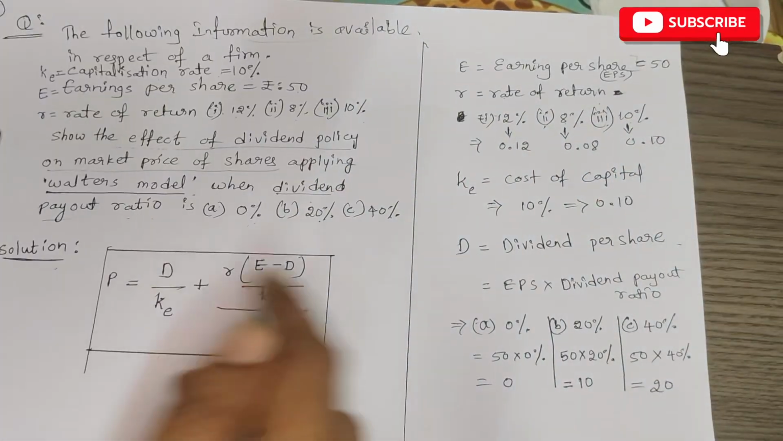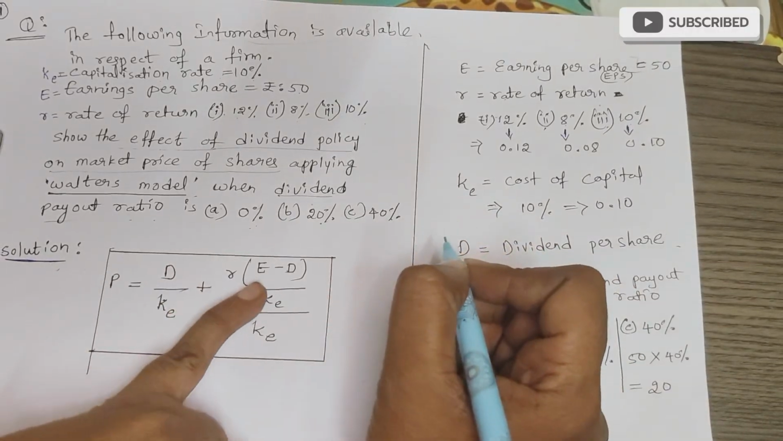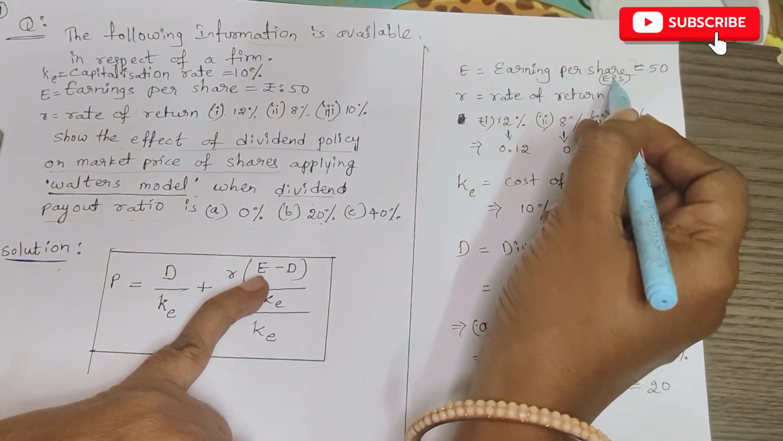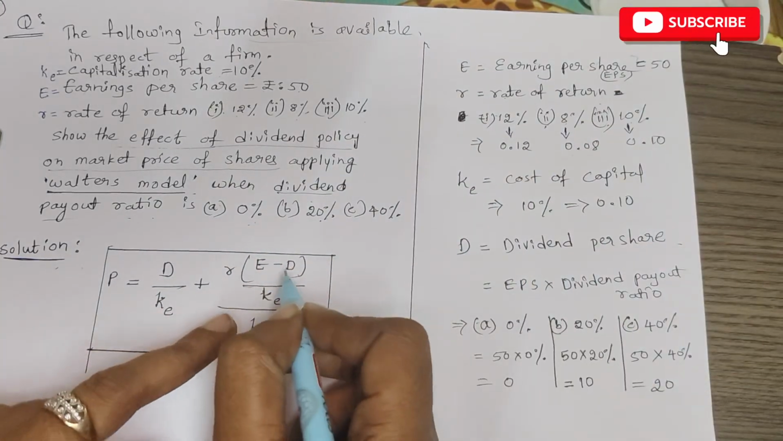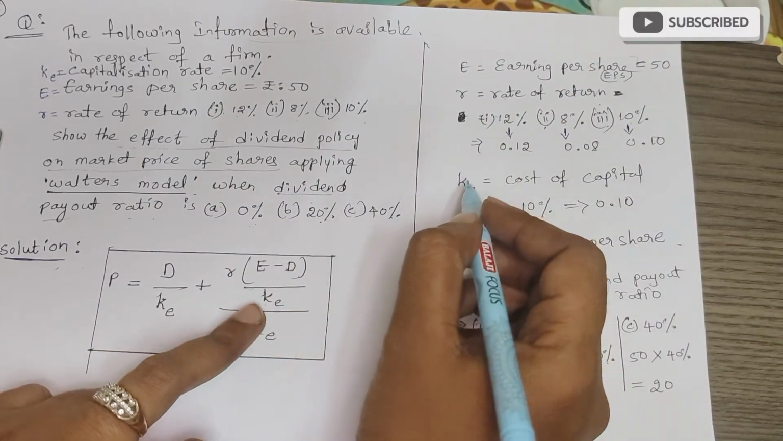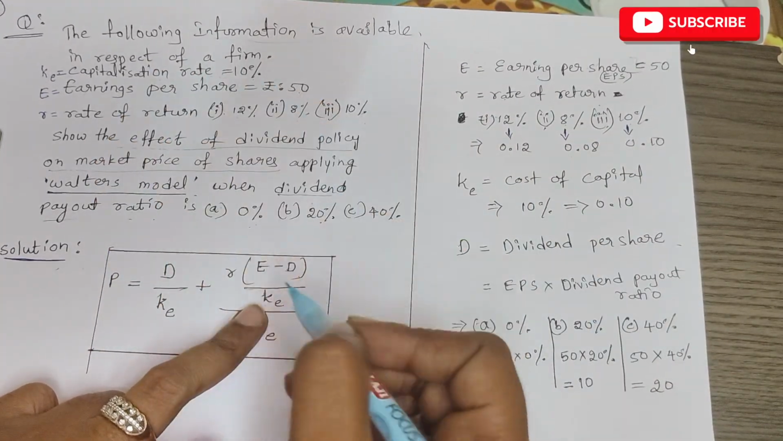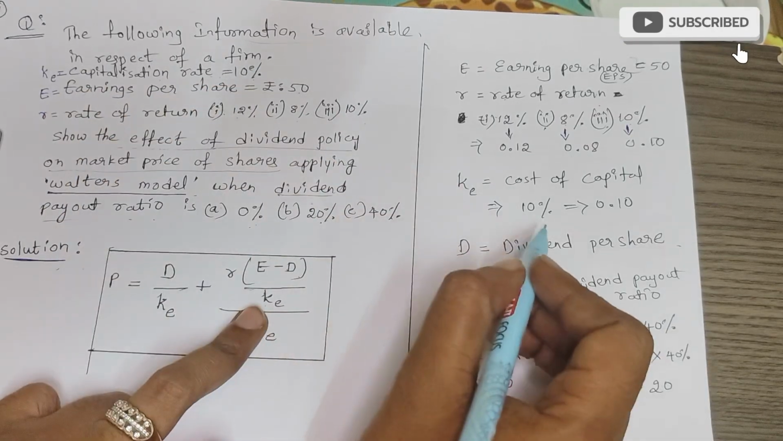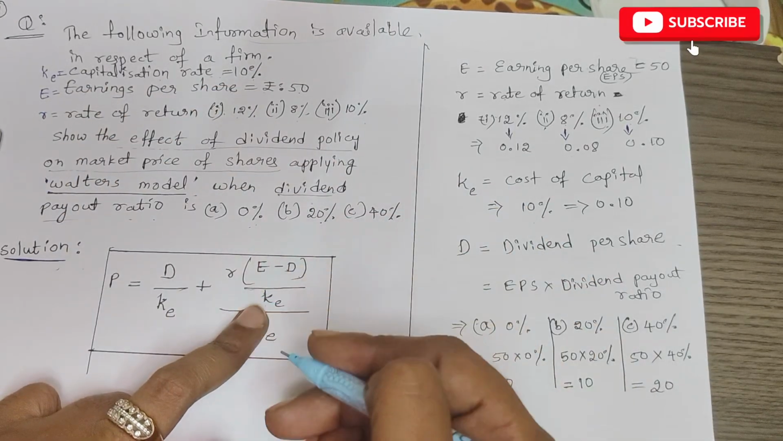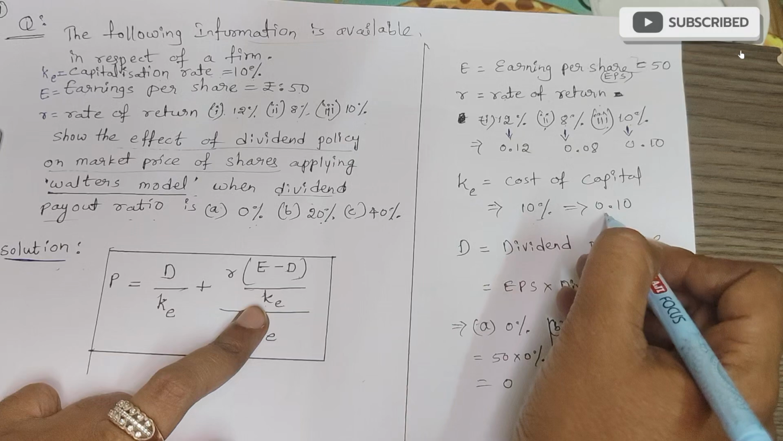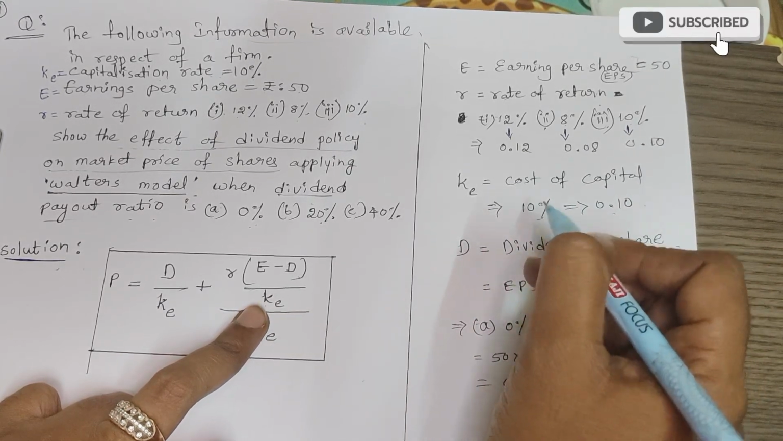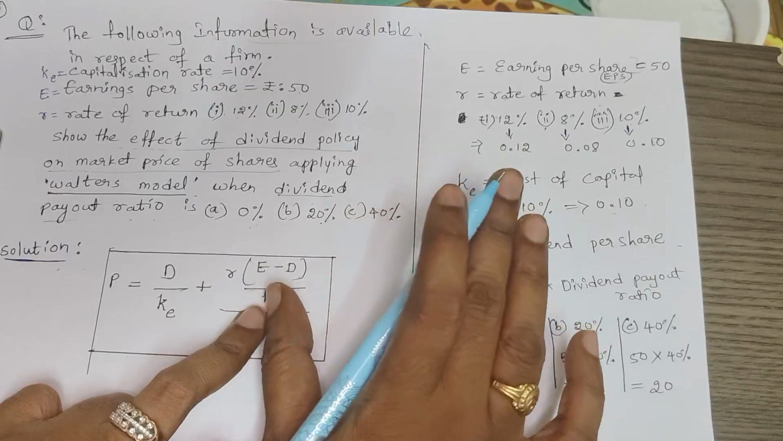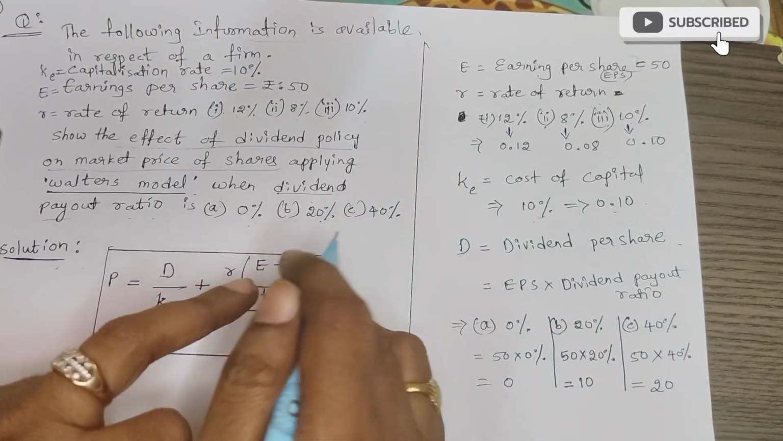And next, E. E is nothing but earning per share. So here earning per share is 50 rupees. And next, KE. KE is nothing but capitalization rate or cost of capital. What is that? 10%. So while calculating, you need to take the decimal value. So 10% is converted into 0.10. 10 divided by 100 means 0.10. And the leftover value is D.